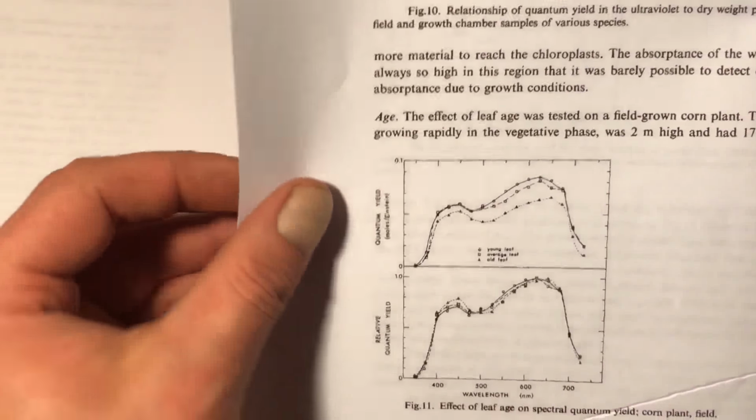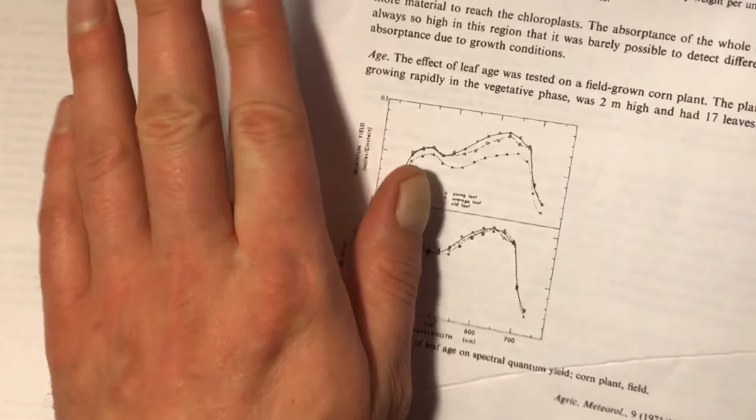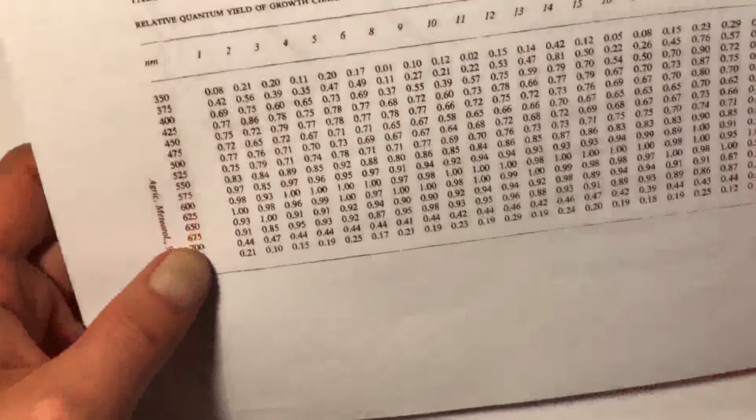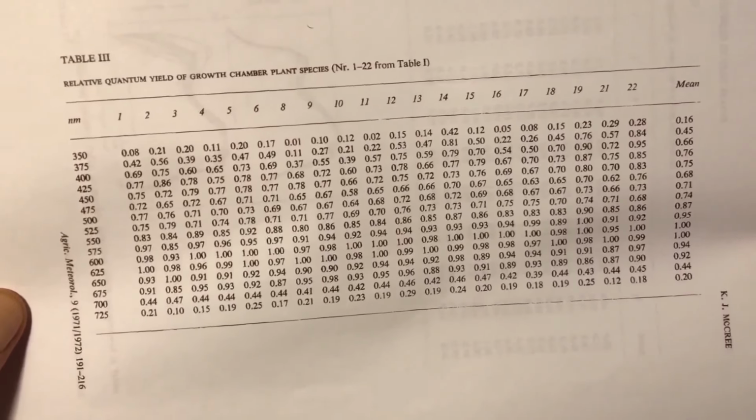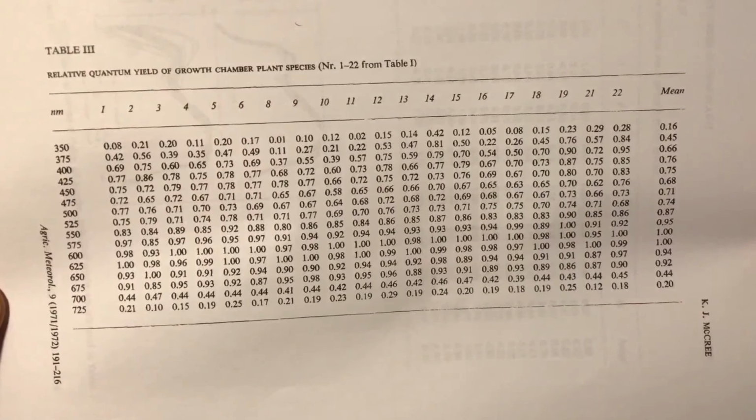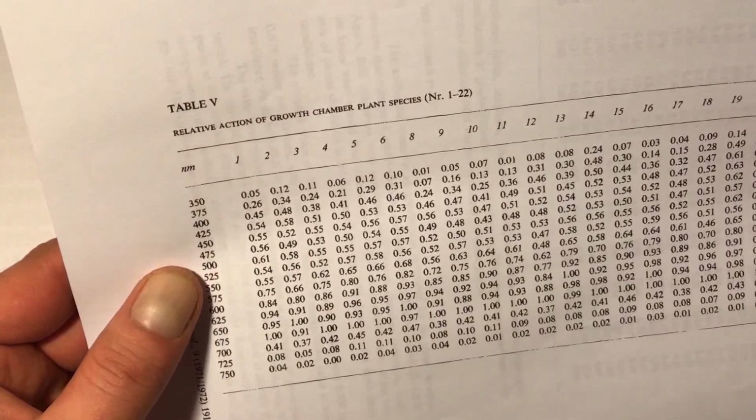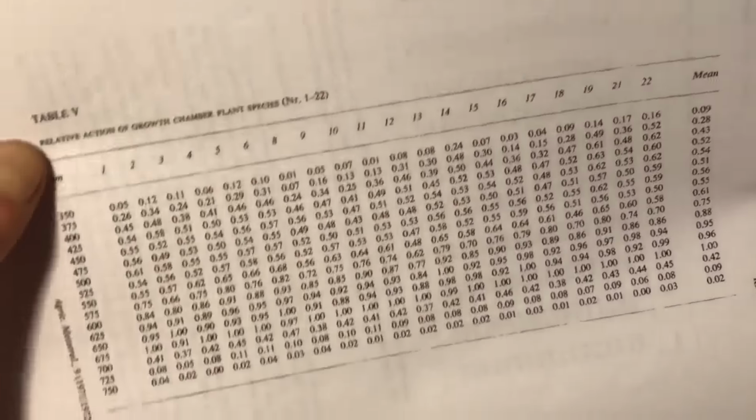So he's using UV here as a condition, age of the plants, so lots of different variable species. Okay, so here's the actual raw data. If you don't have access to it, maybe you want to use this. So there's the quantum yield. Those are for the indoor plants, and these are for the field plants. And finally, the relative action. And so this is the spectrum I actually used.